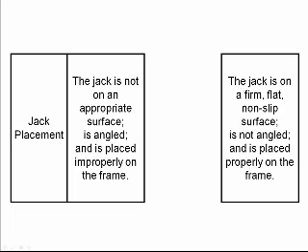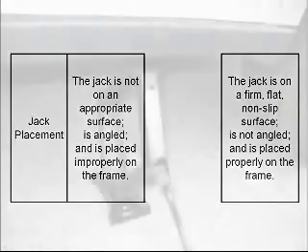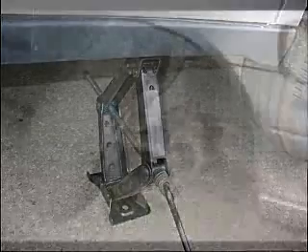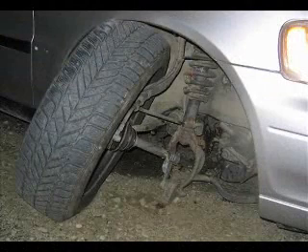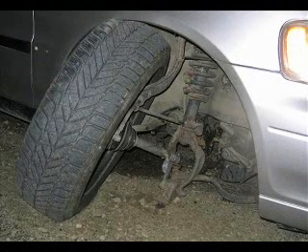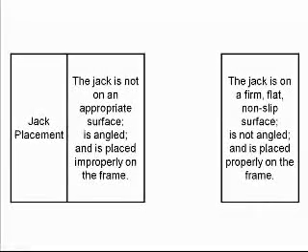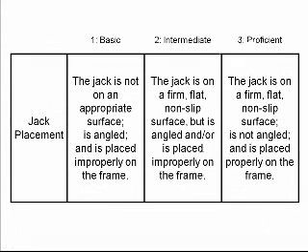Next, find middle ground. What is a common, average, and not quite up to par way of placing a jack? Well, the jack must be on a firm, flat, non-slip surface. If it's not, the results could literally be deadly. Improperly aligning the jack on the frame, or a slight lean, might result in a successful tire change. So we make a middle indicator. The jack is on a firm, flat, non-slip surface, but is angled and/or is placed improperly on the frame. Now you have a three-level rubric for jack placement.